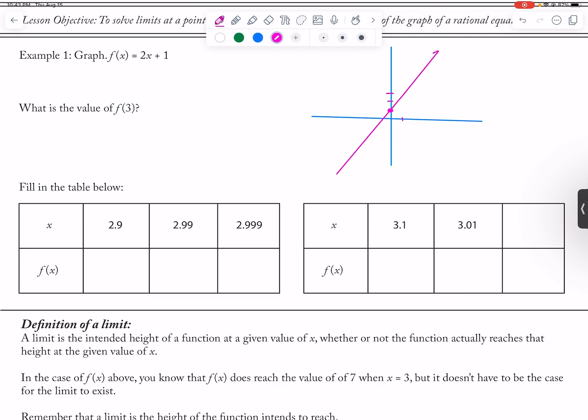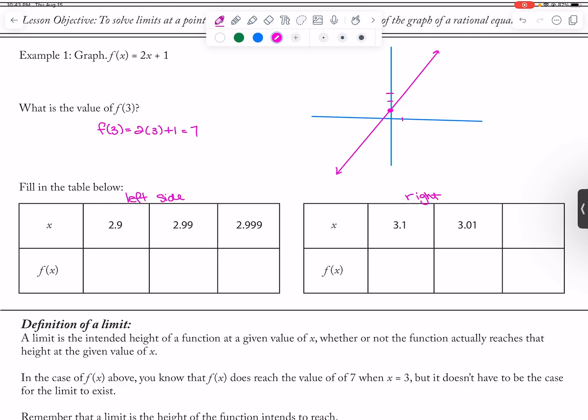Okay, so here is this. When I want the value of f of 3, normally what we would do with algebra is we would just plug it in. So f of 3 is equal to 2 times 3 plus 1, which is 7. Okay, so what I'm going to show you is that when I get really, really close to x equals 3 from both sides, the left side of 3 and then the right side, so a number really, really close to 3 from both sides, that I'm getting closer actually to the number 7.